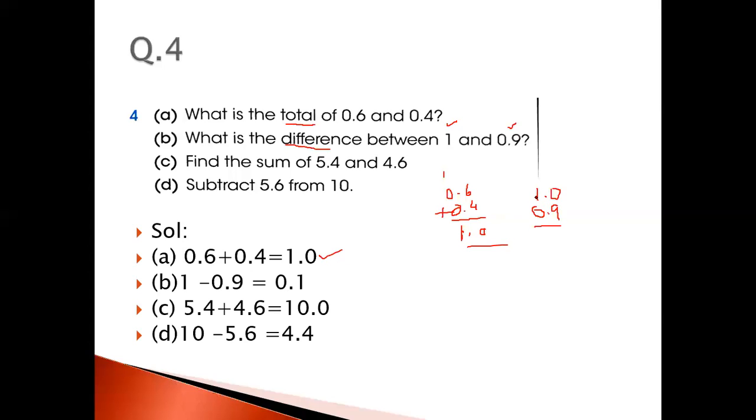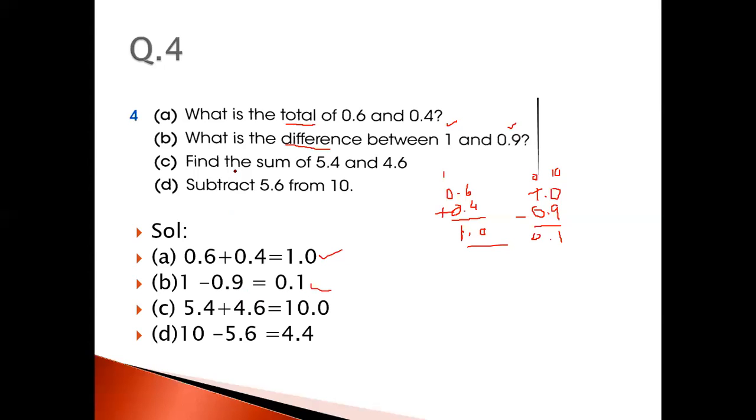You can see 1.0 is above and 0.9 is below, because 1 is the whole number and 0.9 is the fractional number. The whole number we write in the first row and the fractional part in the second row. Then we go for the subtraction. 0 minus 9 is not possible, so we borrow 1 from this side, it becomes 0, and this number becomes 10. 10 minus 9 is 1, the decimal should be below the decimal, and 0 minus 0 is 0.